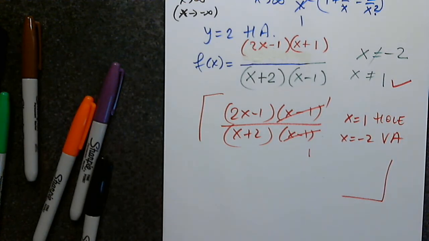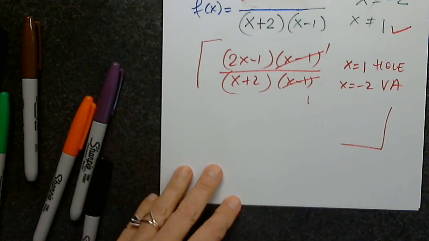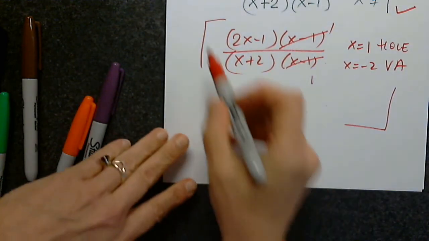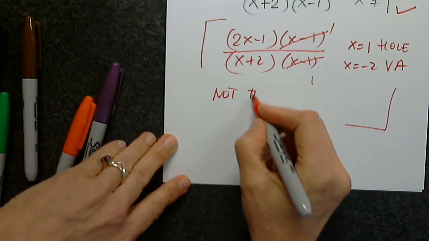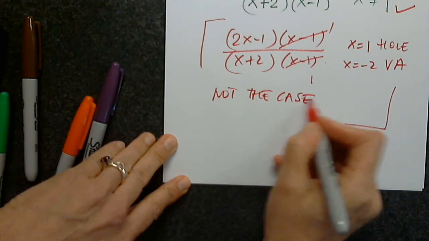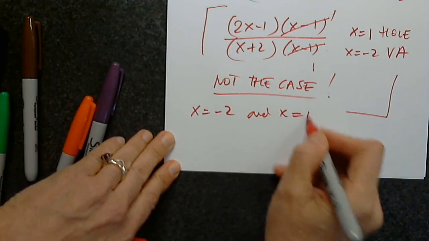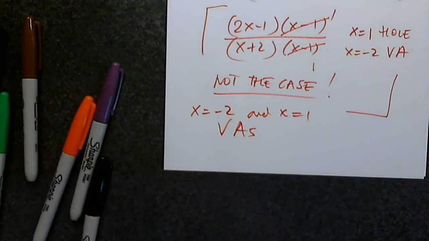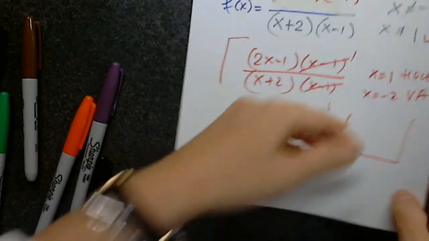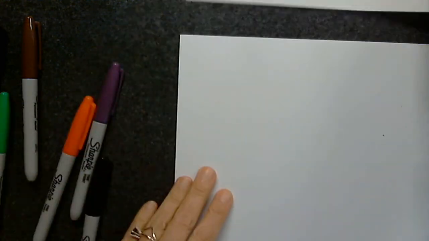So now I know for sure, guaranteed, this is not the case. I don't want you to get confused. So x equals negative 2 and x equals 1 are VAs. But that's not enough. I need to determine the limits left and right of 1 and left and right of negative 2. And then the problem is complete. The solution is complete.